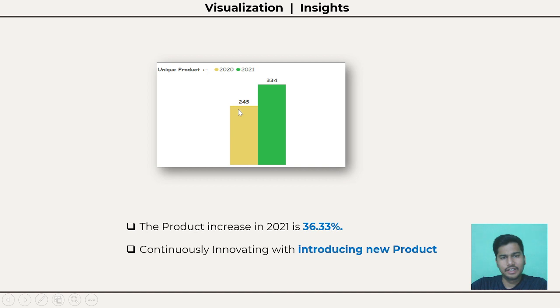Here we can see that in 2020, 245 new products were produced. In 2021, 334. So we can see 36.33% growth compared to the previous year. By that, we can say the company is continuously innovating by introducing new products.